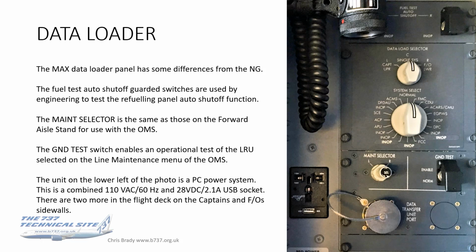The maintenance selector is the same as those two selectors on the forward aisle stand. The ground test guarded switch enables an operational test of whatever LRU, line replacement unit, you select on the maintenance menus of the OMS. And there's a little power socket over there on the bottom left. It's a combined 3-pin or 2-pin plug and USB socket, and there are 2 more of those in the flight deck on the captain's and FO's sidewalls.